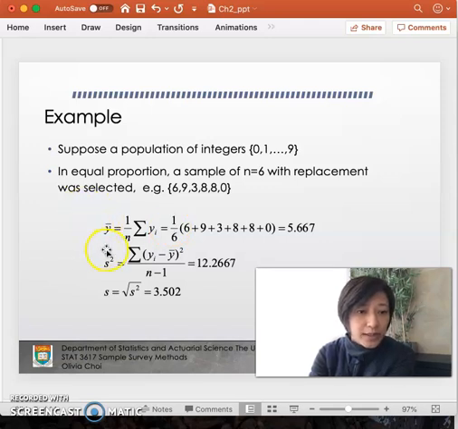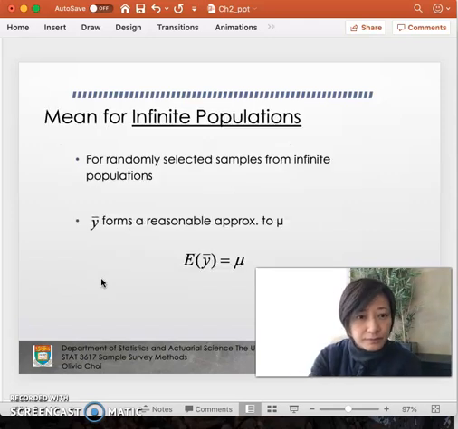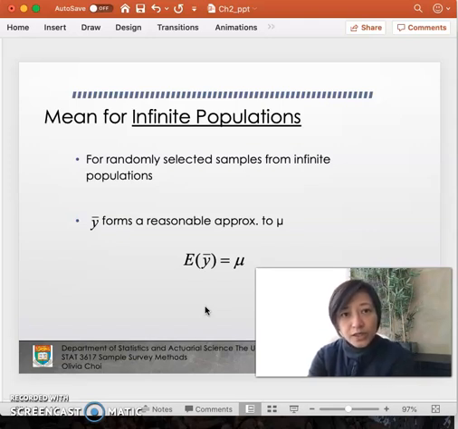Okay, so in this case, we can calculate the sample mean, which equals 5.667. We can calculate the sample variance, which is 12.2667. From the central limit theorem, we can say that if we repeat the sampling many times, choosing 6 samples from the population with replacement, then we can have a distribution of the y bar, or the sample mean. In this case, the expected value of our sample mean would be an unbiased estimator for the population mean.